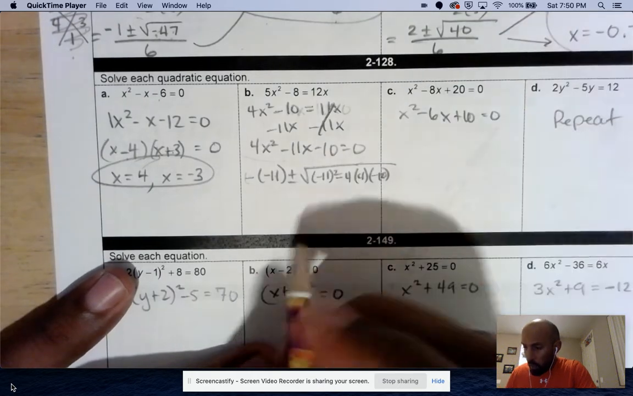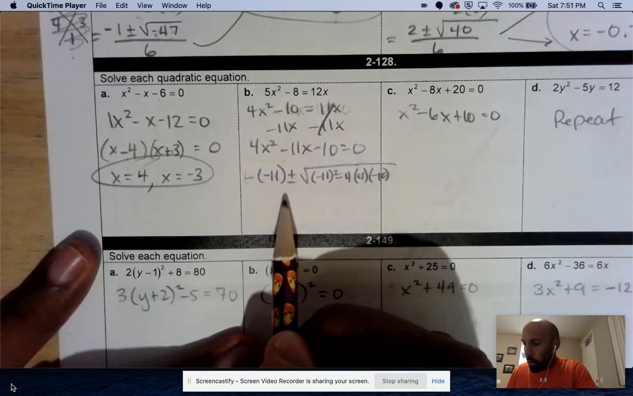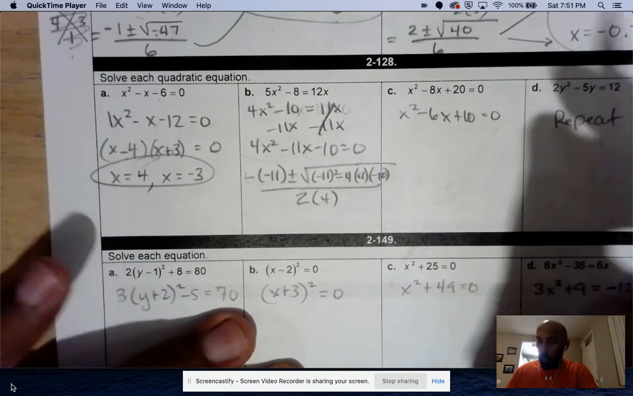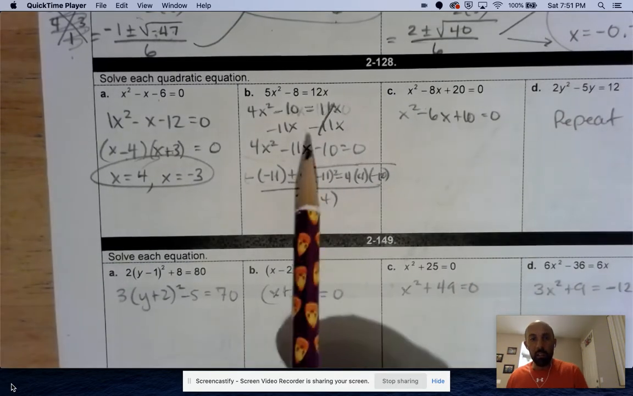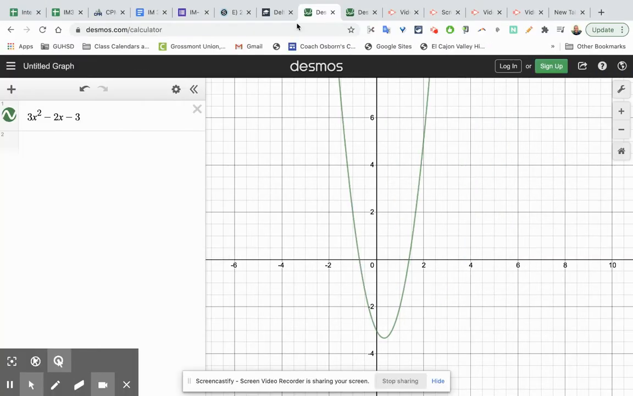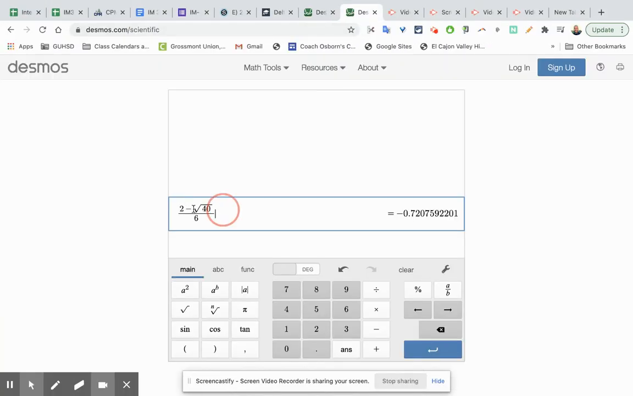Okay, so negative 10 there. And then all over 2 times your a, so the 4. Now, here's what I'm going to do. I'm literally going to take this whole thing, and I'm going to use the Desmos calculator to plug it all in. Okay, so I'm going to get the fraction button.